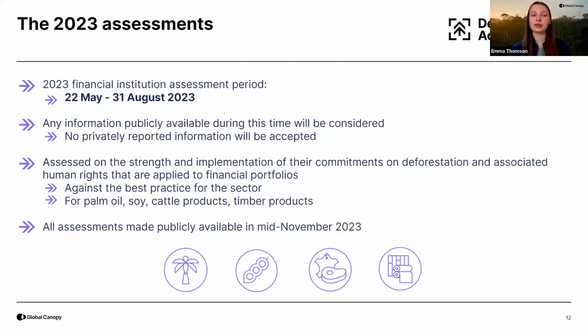It's important to note that as our assessments are based solely on publicly available information, no privately reported information will be accepted as part of the 2023 assessments, but it must be published on your website.